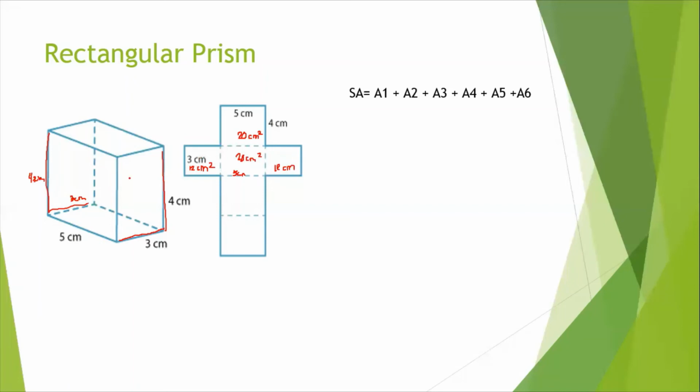Now let's have the last one, the side at the top. This is 3 centimeters and the width is 5 centimeters, just like this one. This is 5 centimeters as well. So 3 times 5, that is 15 centimeters squared, and the bottom part is also the same. 5 times 3 is still 15 centimeters squared.